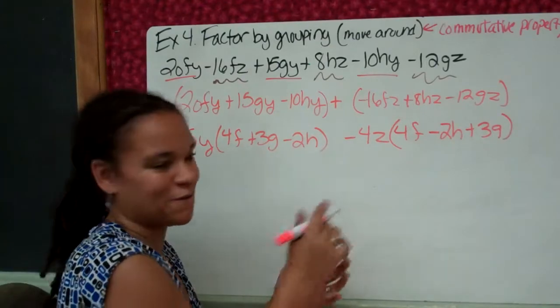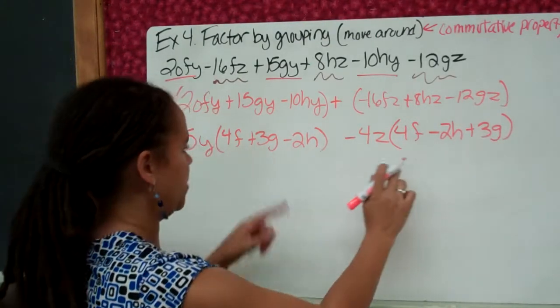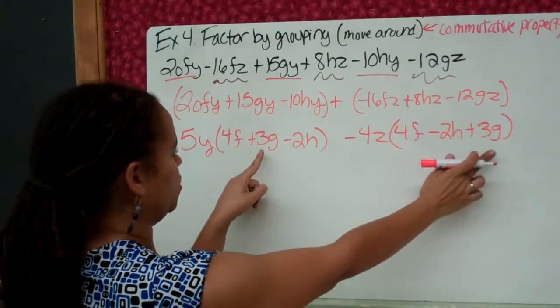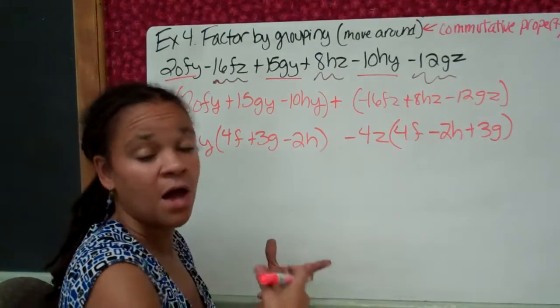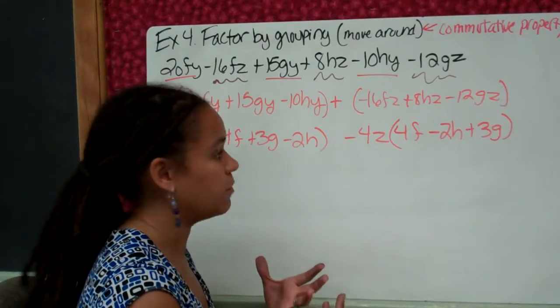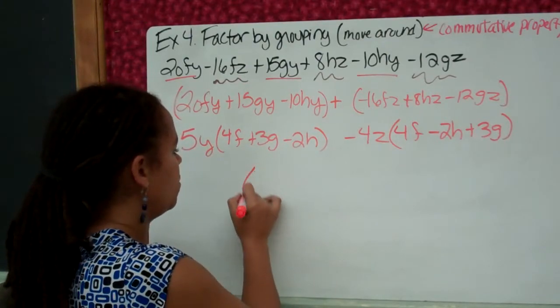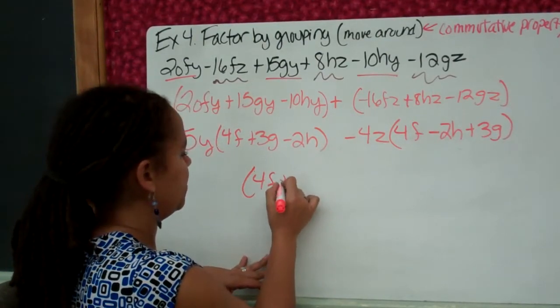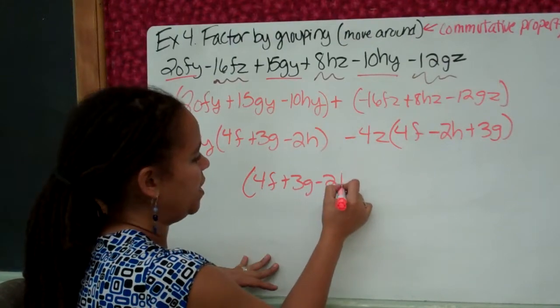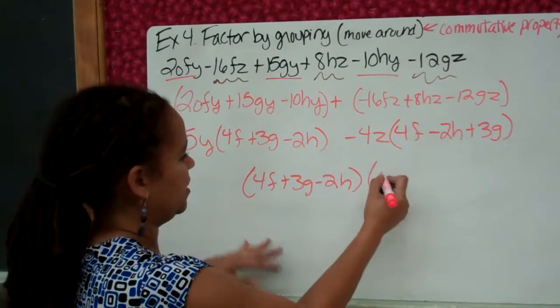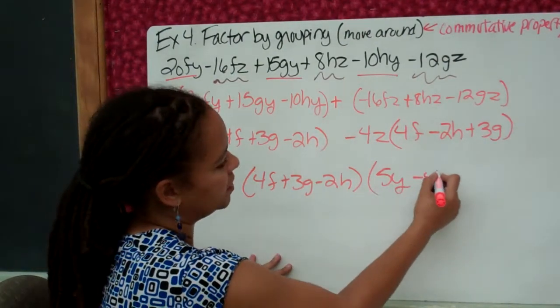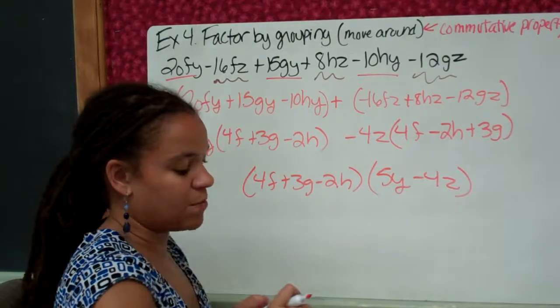They look like they're different, but they're just in different order. Notice the negative is with the 2h, the 3g is positive, the 4f is positive. So they are indeed the same term. So my final answer, one of those, 4f plus 3g minus 2h, and the Thanksgiving leftovers, 5y minus 4z. So that will be in factored form.